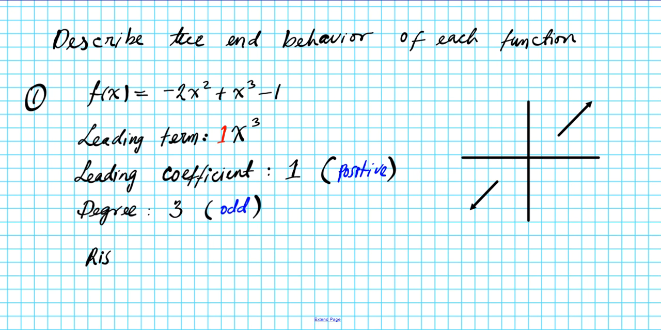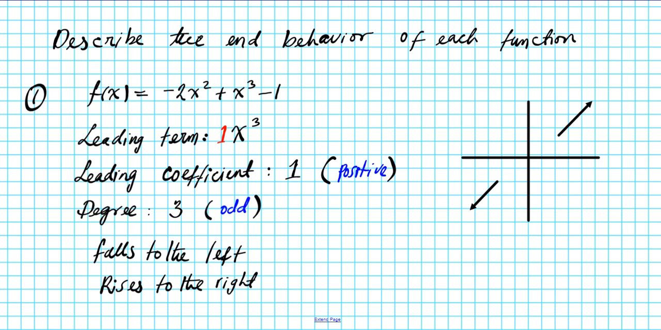Oh, let's do it this way. Let's do the left end first. It falls to the left and it rises to the right. Okay? So that's basically what the end behavior is in word form.